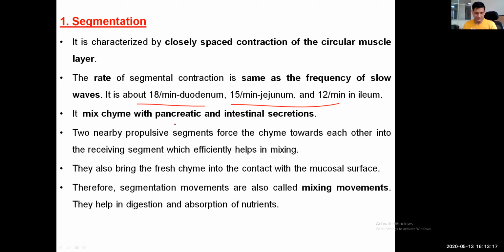Turning movements can be seen in this. Two nearby propulsive segments force the chyme towards each other into the receiving segment, which efficiently helps in mixing. They also bring the fresh chyme into contact with the mucosal surface. So these movements are also called mixing movements. They help in digestion and absorption of nutrients.